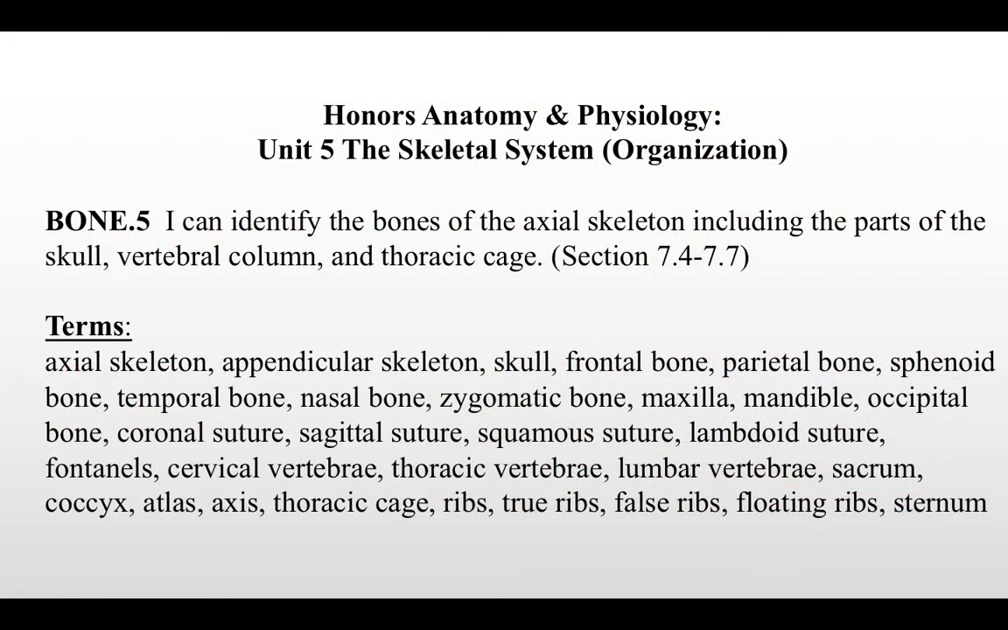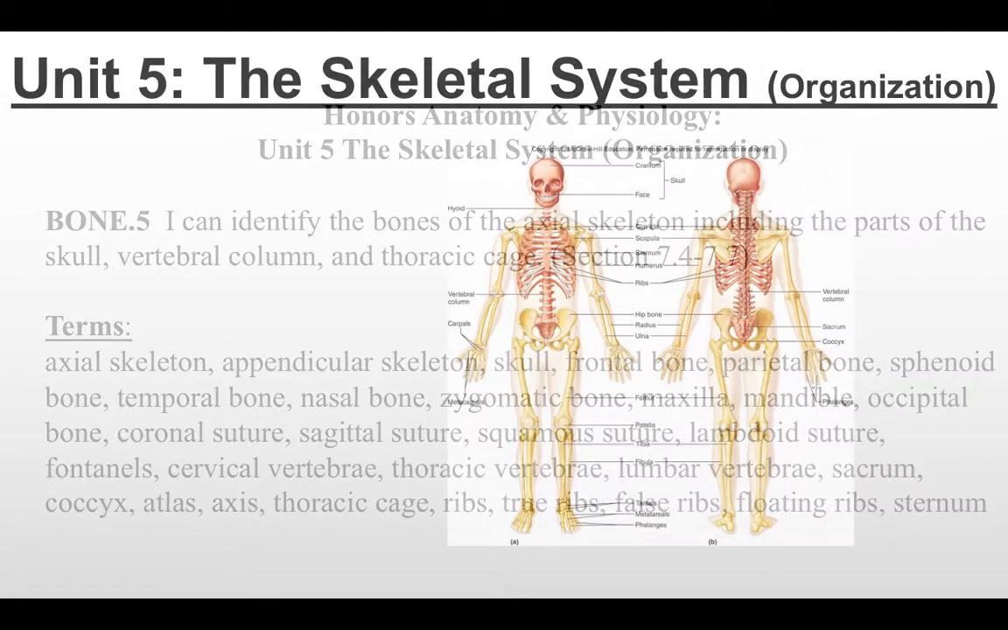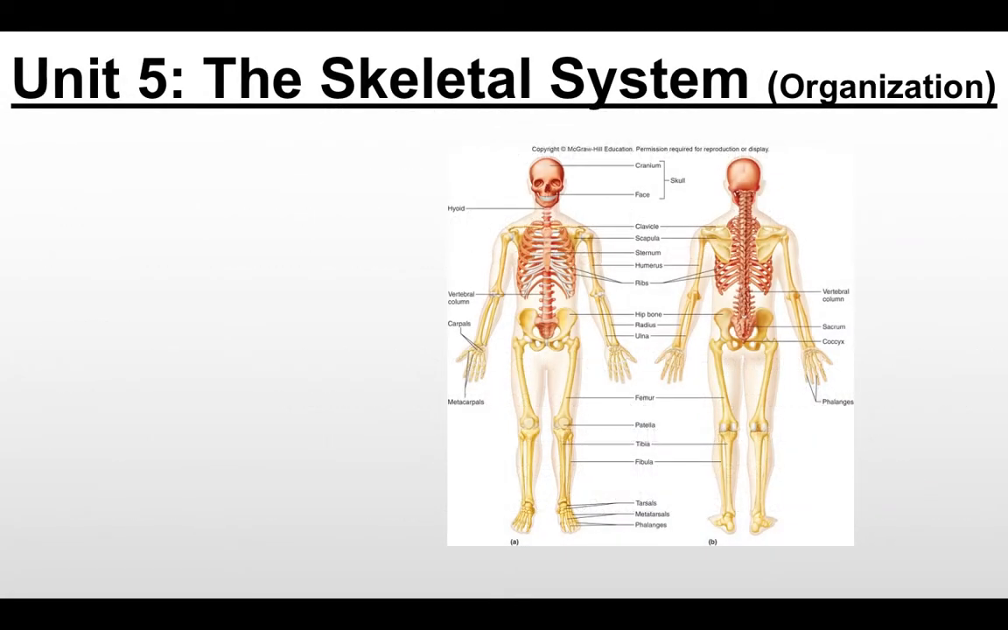The standard reads, I can identify the bones of the axial skeleton, including the parts of the skull, vertebral column, and thoracic cage. These bones are covered in sections 7.4 to 7.7 of your textbook. All right, our brand new heading for today, Unit 5, the skeletal system, but this time, organization. You do not need to draw this skeleton you see right there. We will draw the bones more individually.